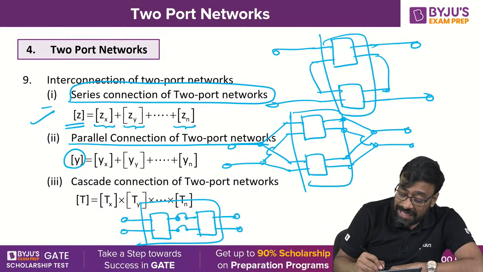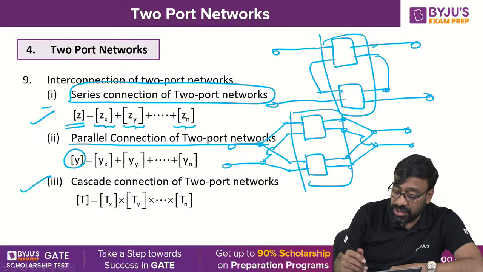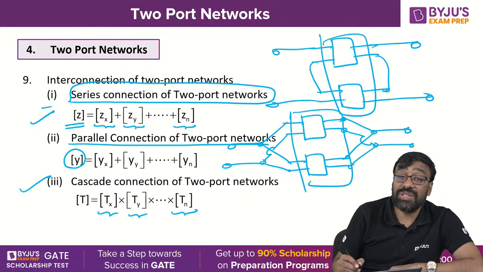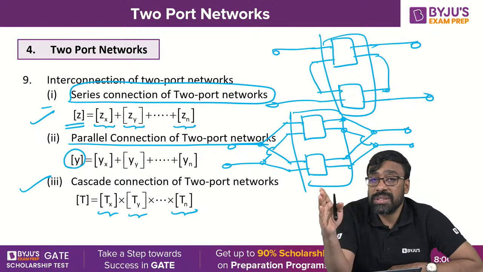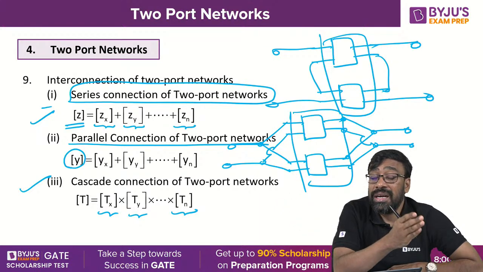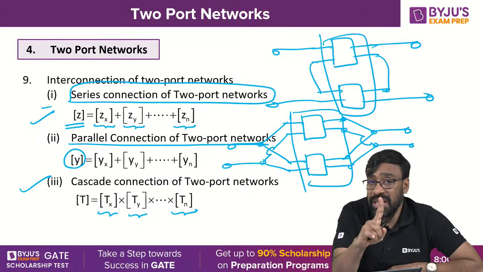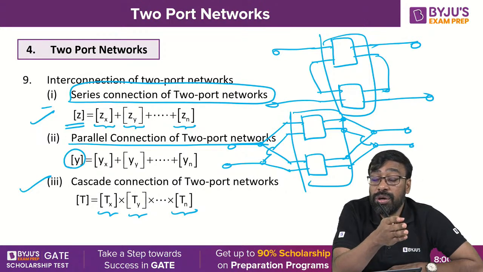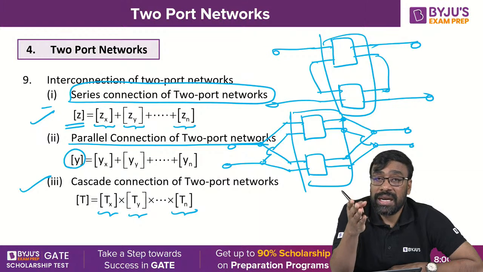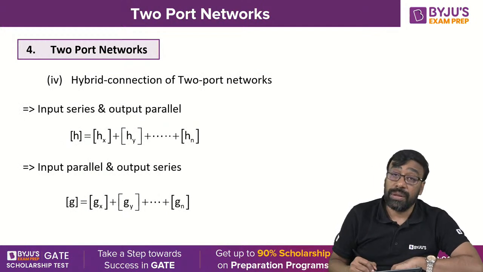Got it? Cascade connection. Instead of summation, in the cascade connection, you must multiply the transmission matrices of the individual matrices. If there are n number of 2-port networks connected in cascade, then when you replace all this combination by a single 2-port network, the resulting 2-port network transmission parameters will be equal to the product of the individual transmission matrices. That's it. You understand, all of you?